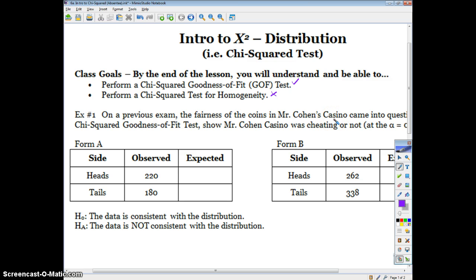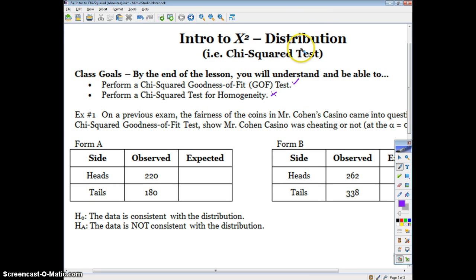I think it was the proportions quiz, not exam. The fairness of coins at Mr. Cohen's casino came into question. Perform a chi-squared goodness of fit test to show whether Mr. Cohen's casino was cheating or not, at the alpha 0.05 level, so 5%. That's our significance level.